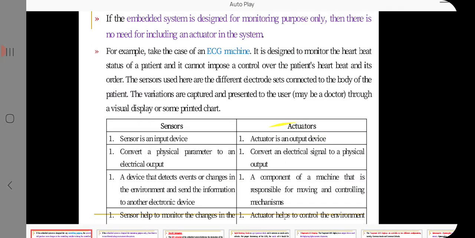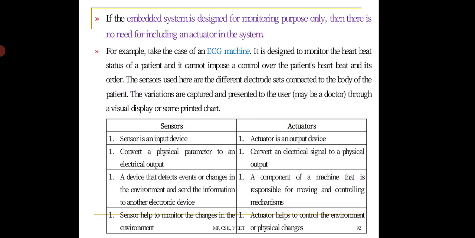Next, wait. If the embedded system is designed for monitoring purposes only, then there is no need for including an actuator in the system. For example, take the case of an ECG machine. It is designed to monitor the heartbeat status of a patient, and it cannot impose control over the patient's heartbeat. The sensors used here are the different electrodes connected to the body of the patient. The variations are captured and presented to the user through a visual display or printed charts.